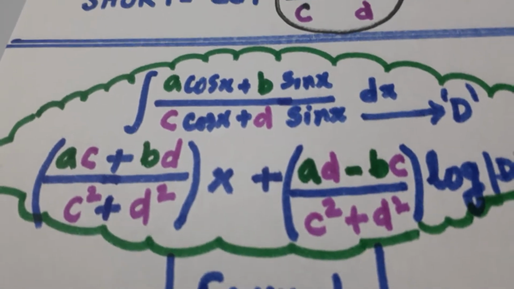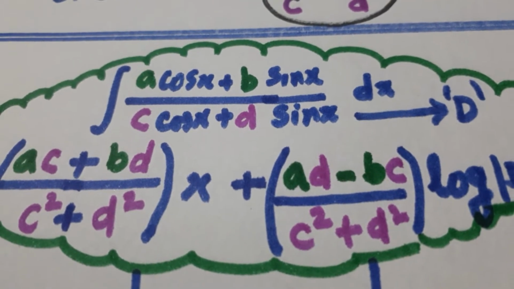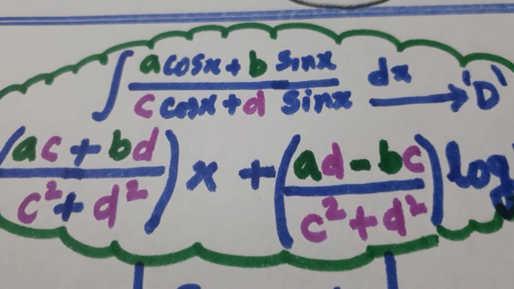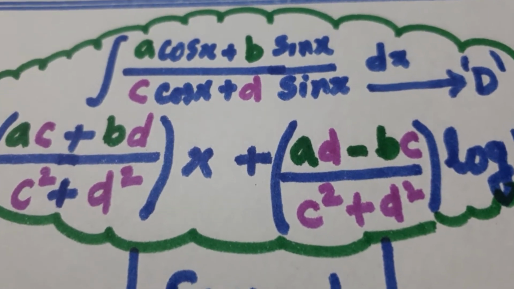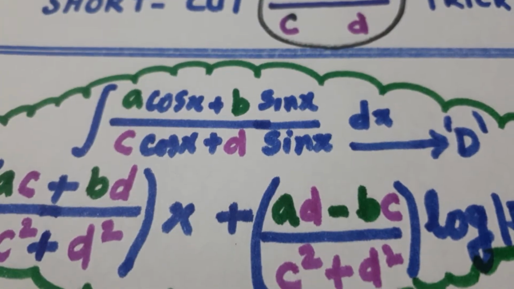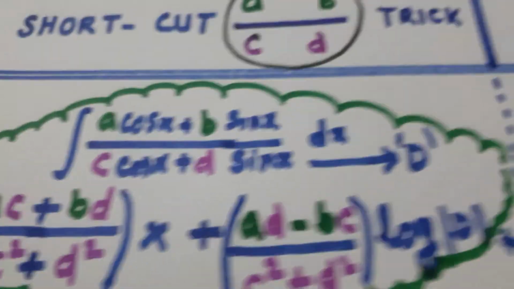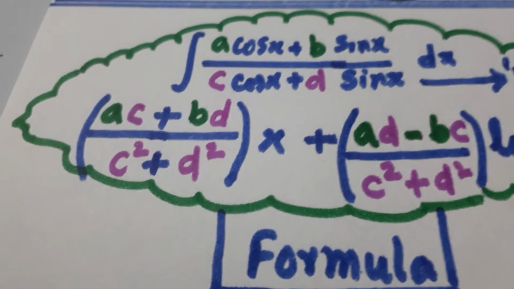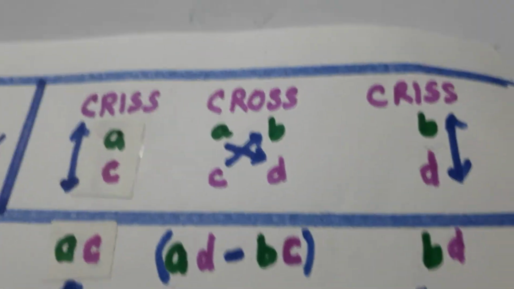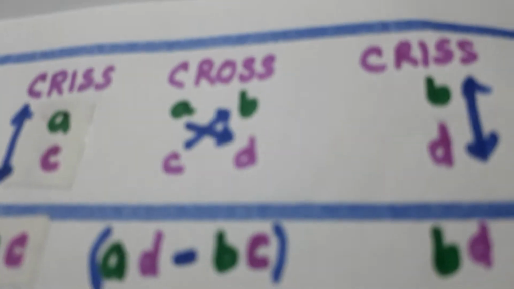The formula is this. When the question is of this type, (A cos x + B sin x) over (C cos x + D sin x), you have to take care of A, B, C, D. Now, how to remember the formula? You will be doing this thing: criss, cross, criss. So A into C is AC, B into D is BD.